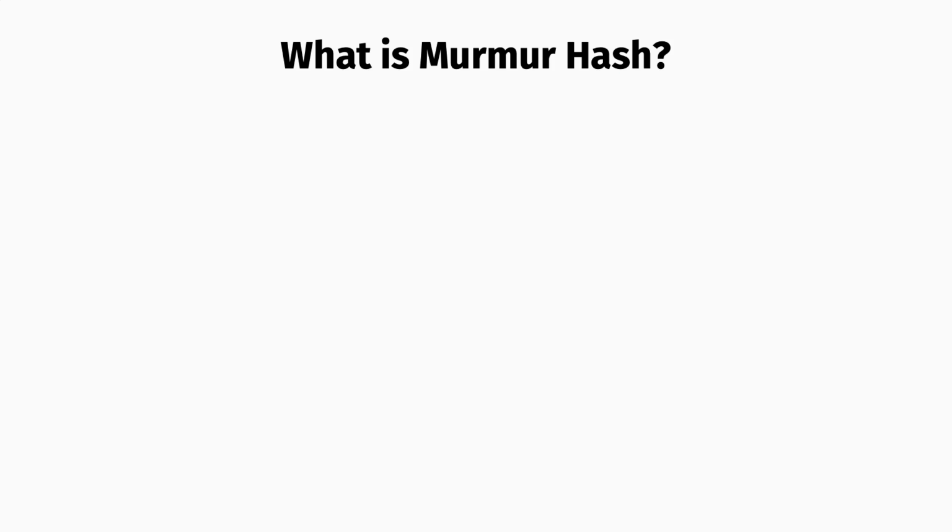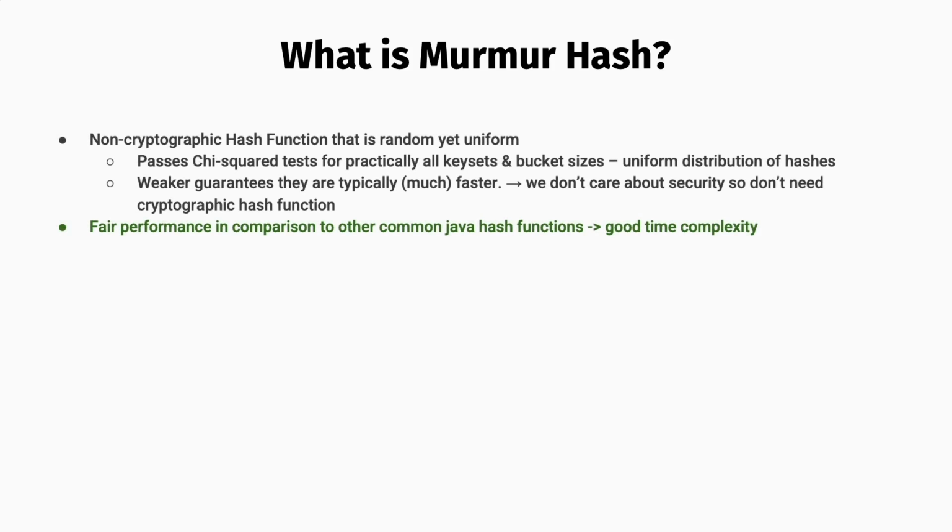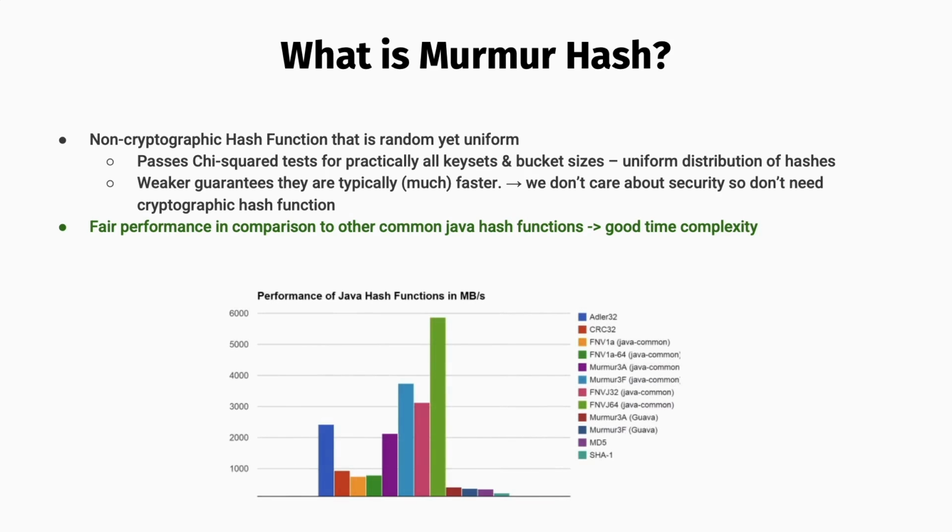Before we explain our algorithm, I'm going to introduce the murmur hash because we'll be using the murmur hash in our algorithm later. The murmur hash is a non-cryptographic hash function that is random yet uniform, and because it is non-cryptographic, it is definitely less secure and has weaker guarantees. Nonetheless, we felt that this wasn't too important in our context as we're hashing for the purpose of putting similar sequences together. We specifically chose the murmur hash as it has fair performance in comparison to MD5 and SHA-1 as seen in the figure.